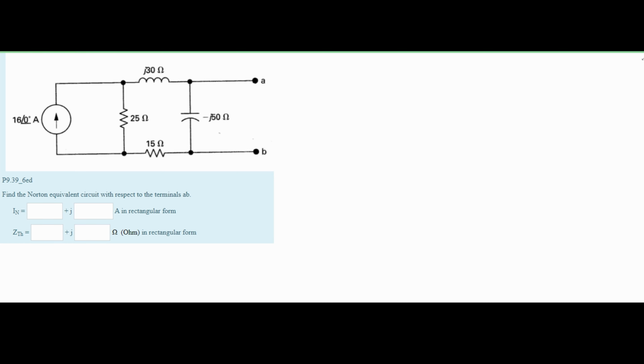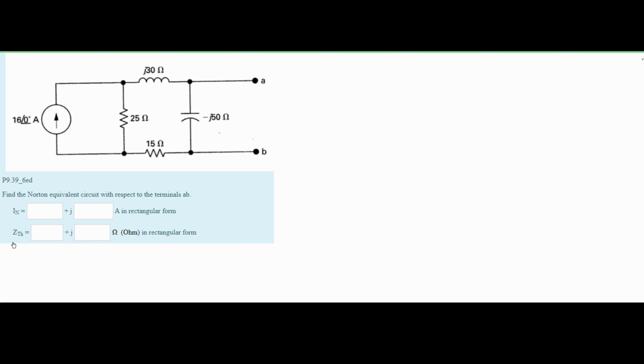In this problem, we are told that we need to find the Norton equivalent circuit with respect to our terminals A and B. We need to find the current flowing through here, we need to find our Z_Th, and then we will have this problem. Well, we don't need a source charge in here because we are given a current to the right of it, which is this part right here. So we are going to be using this for our entire equation.